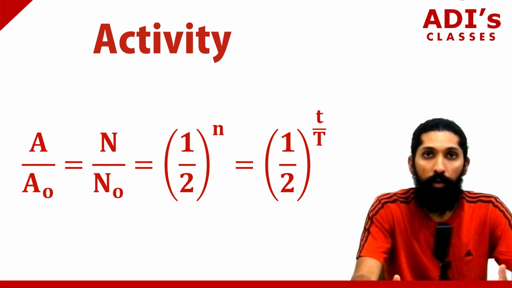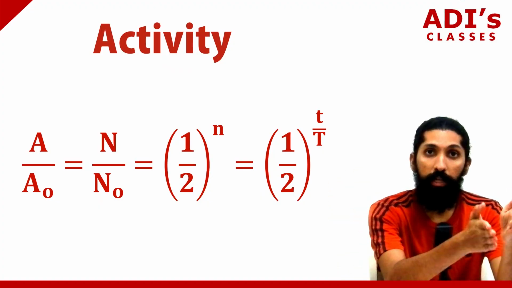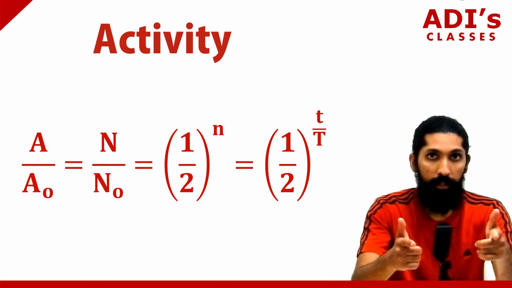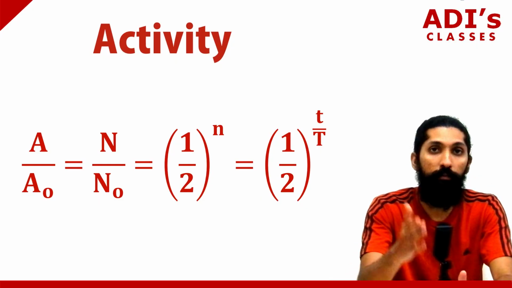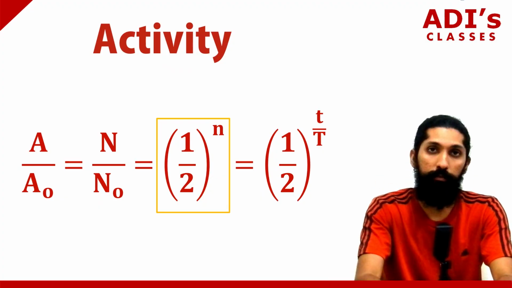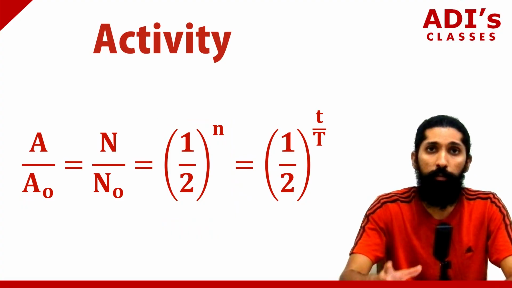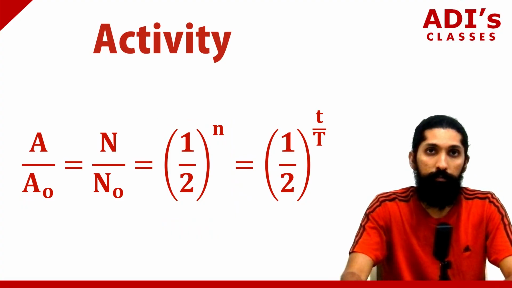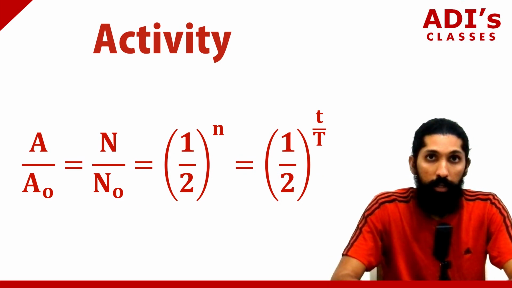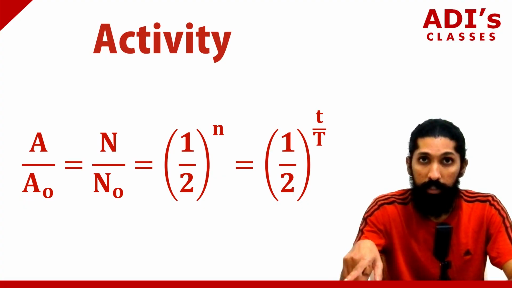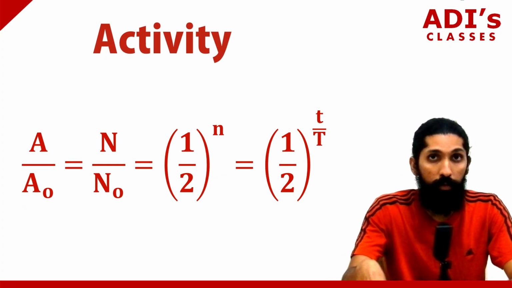See, what do you mean by half-life? 1 becomes half, half becomes 1/4, 1/8, 1/16. If you look at it, it's going in terms of 1 by 2 power n, correct? That's the reason we have N by N naught is 1 by 2 whole power n, or A by A naught is 1 by 2 whole power n. Suppose I tell you that the half-life is 5 days, and after 20 days, how much material is remaining? In that situation, we use the last formula, 1 by 2 power t by T. So this is what we are talking about.